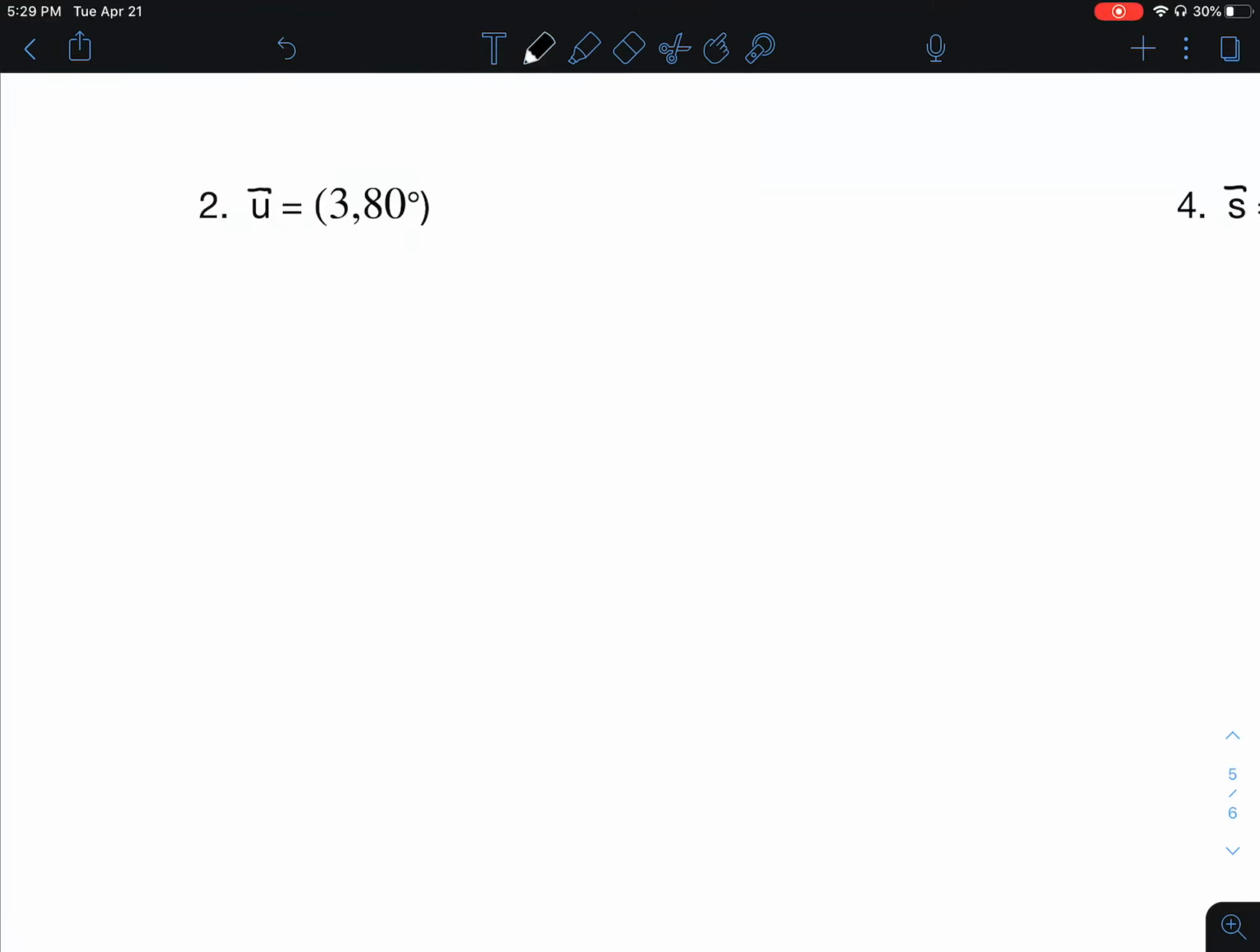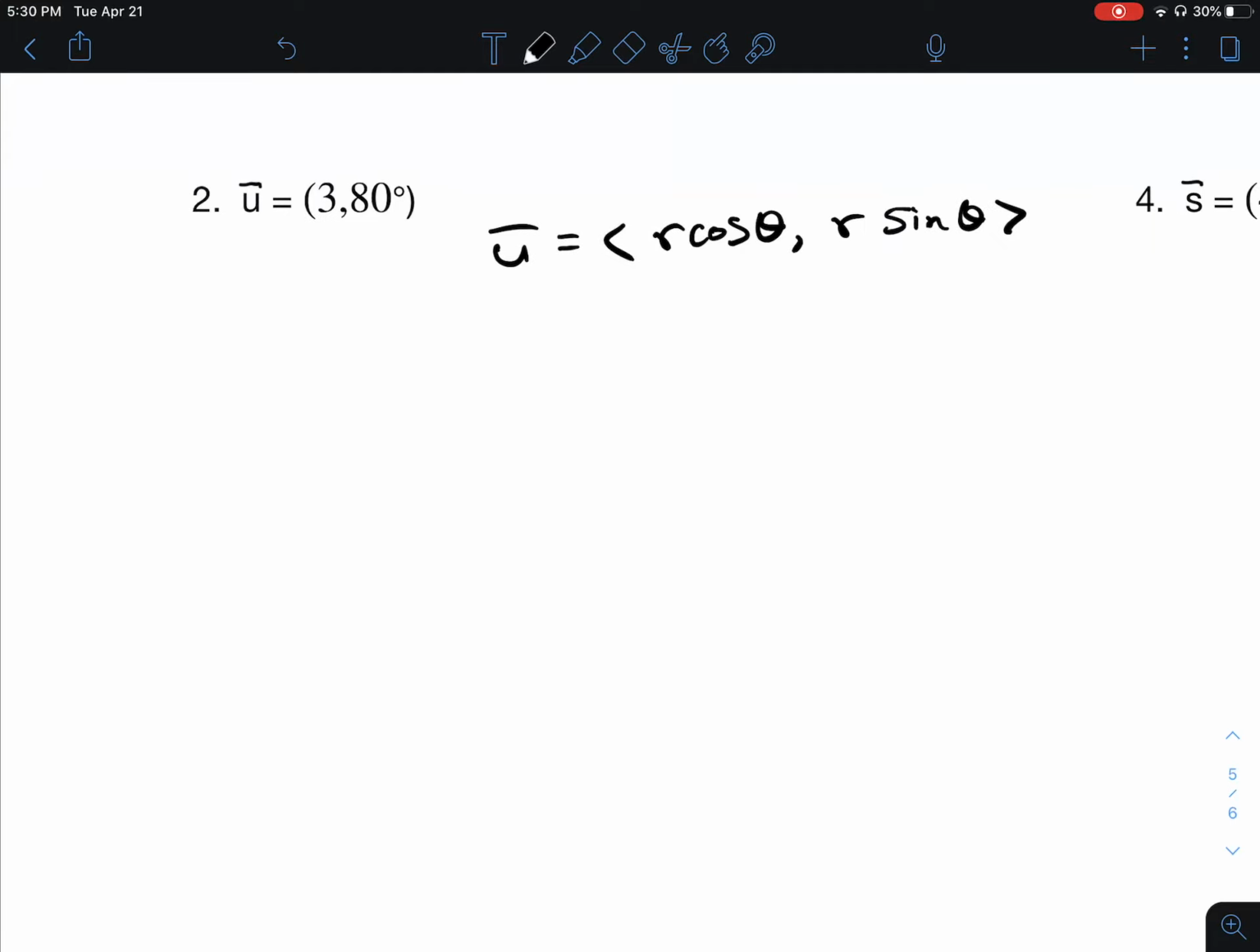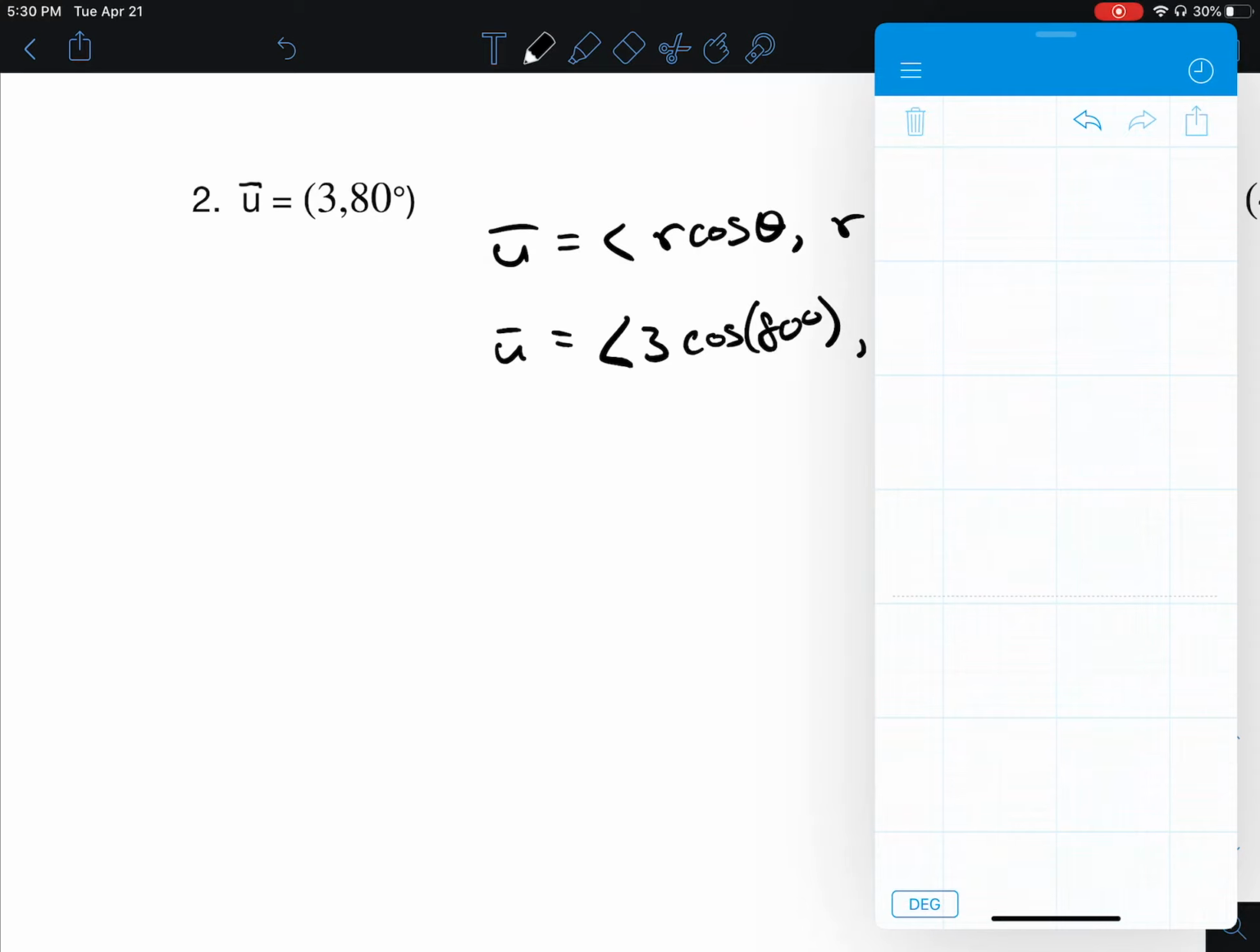Number 2. So before we even get into the picture, let's just write down in component form, this is going to be r cosine of theta followed by r sine of theta. Which means, if you just know this formula, we don't have to do much as far as the picture goes. R is 3, and the angle is 80 degrees. I will draw a picture before we're done, just to make sure we understand what's happening.